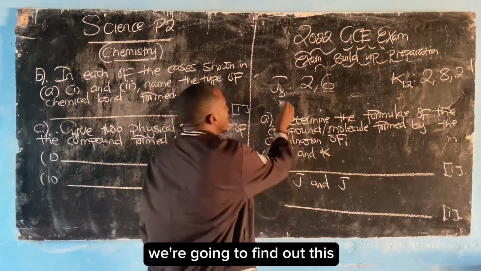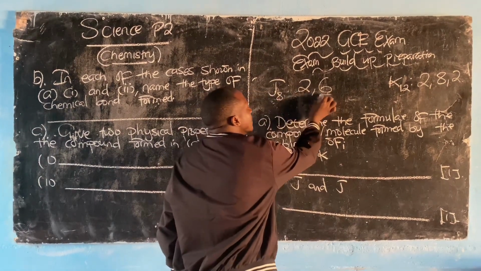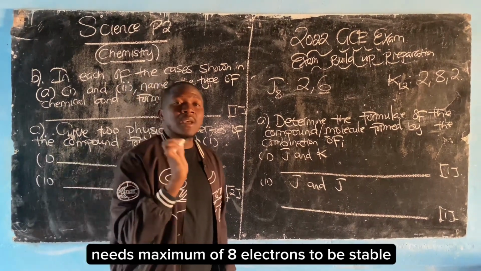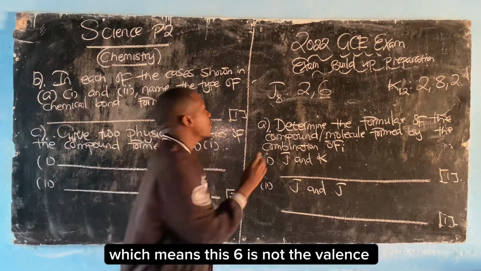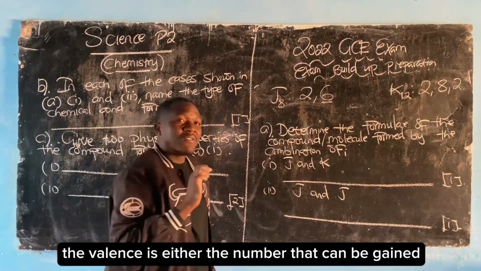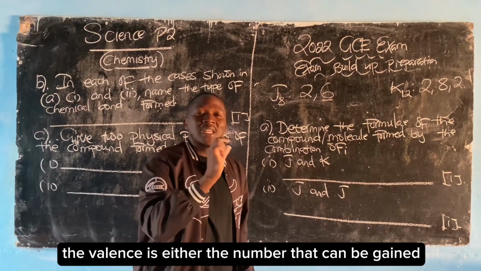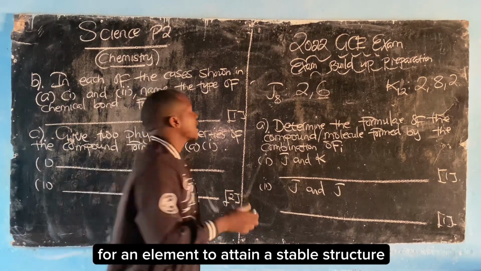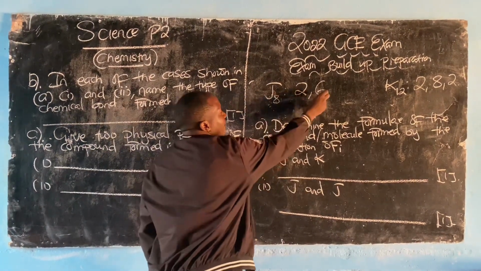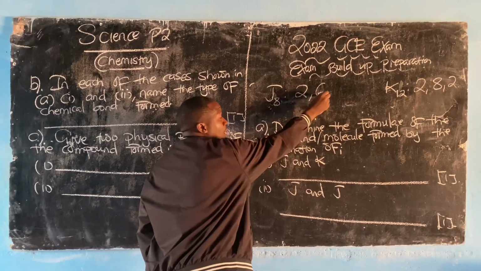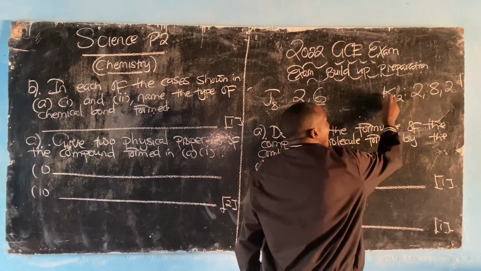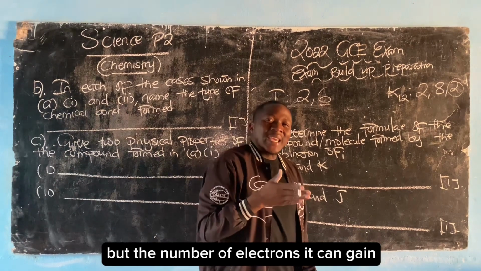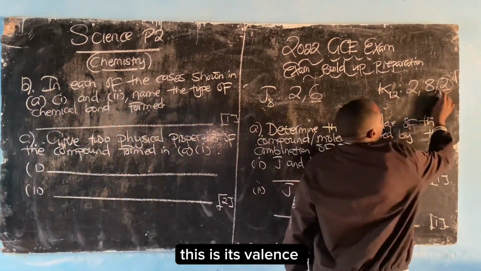So in this instance, we're going to find that J has 6 electrons in its last shell. And every element in the periodic table needs a maximum of 8 electrons to be stable, which means this 6 is not the valence, for we said the valence is either the number that can be gained or the number that can be lost as electrons for an element to attain a stable structure. So in this case, J has a valence of 2, because it can gain extra 2 electrons to be stable. And then K has a 2 at last, which means it can gain 6. But the number of electrons it can gain will take time and energy, which means the 2 is its valence.